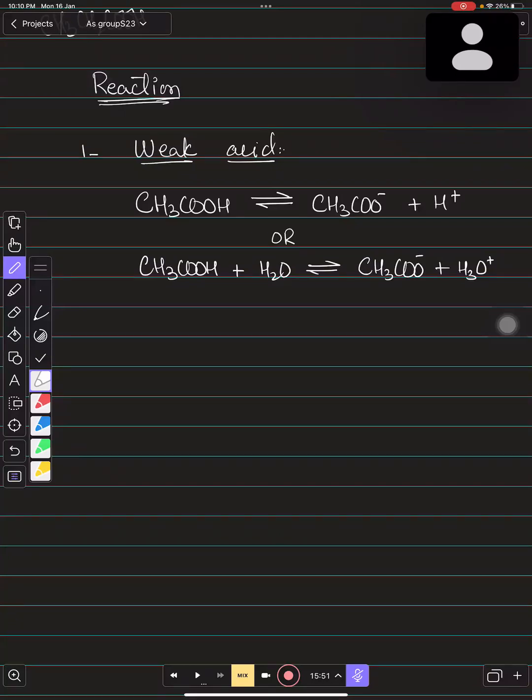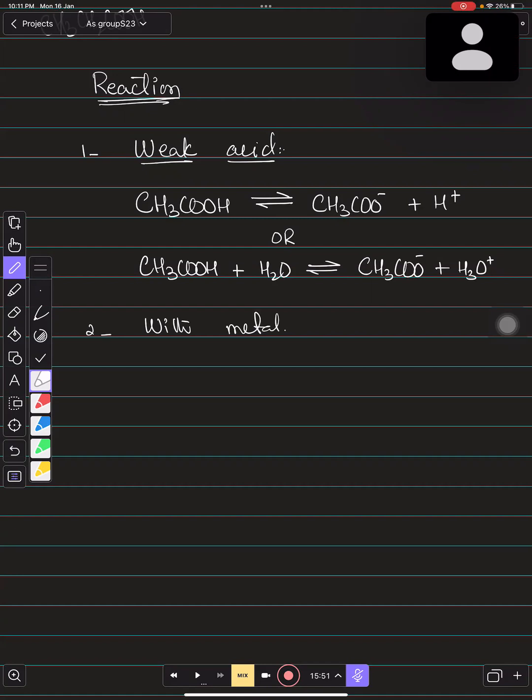So first of all we need to talk about the reactions of these acids with different substances. We know that if you remember your O levels, in O levels you talk about the reaction of acids with metal, right? You talk about the reaction with metal carbonates, you talk about the reaction with bases, right? So all these reactions should be covered over here as well.